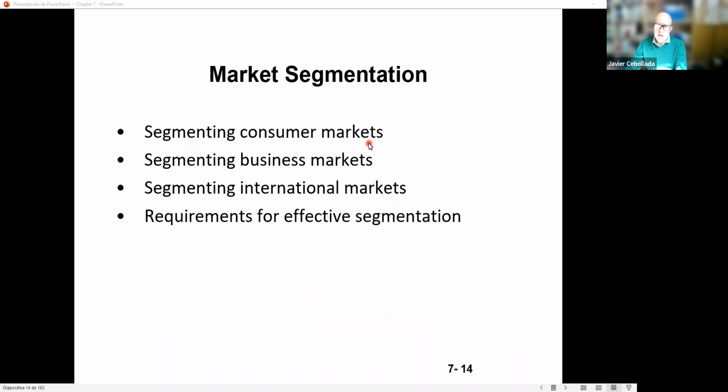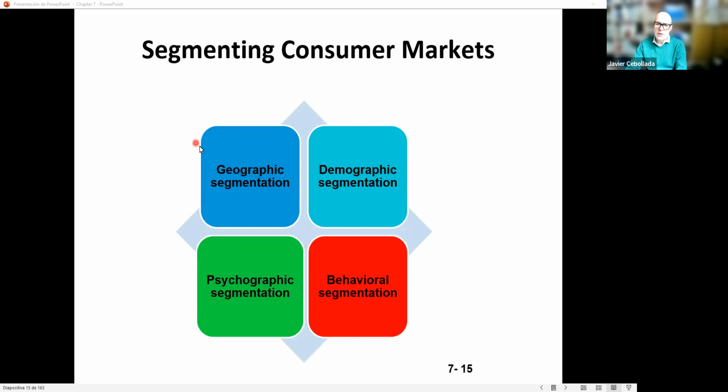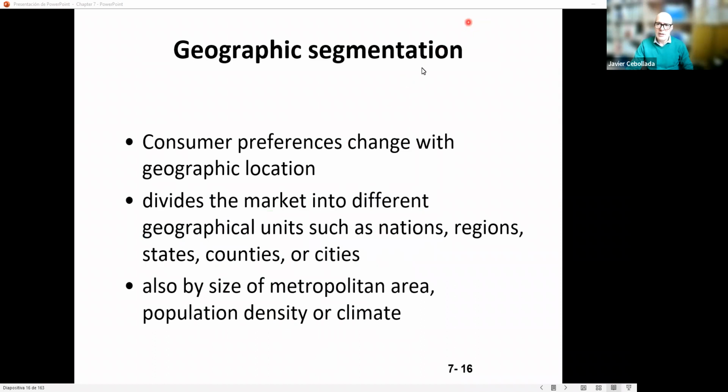So any kind of market can be segmented, whether consumer, business, or international markets. So we are going to see now the typical variables for segmenting consumer markets. We usually use geographic, demographic, psychographic, or behavioral variables to segment consumer markets. Okay?